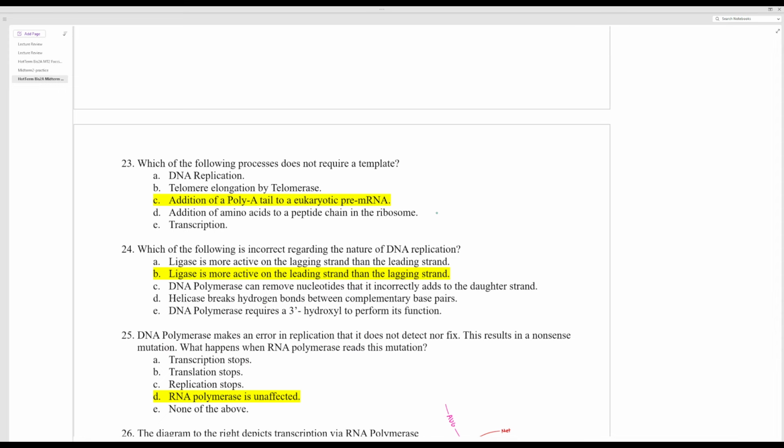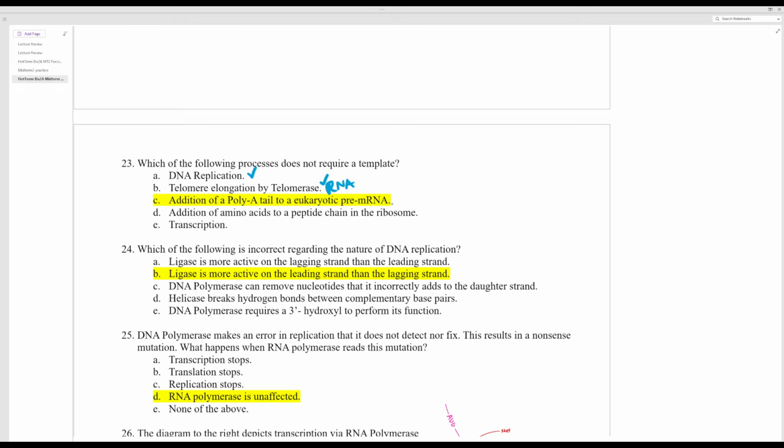Which of the following processes does not require a template? DNA replication does. It uses parent strands to make the daughter strands. Telomere elongation by telomerase. It has its own telomere internal RNA sequence that it uses as a template to extend the 3' overhang. So it does. C, addition of a poly A tail to a eukaryotic pre-mRNA. All that's happening is you take a polyadenylate polymerase, a polymerase that all it does is add adenine. That's all it's doing to a pre-mRNA.